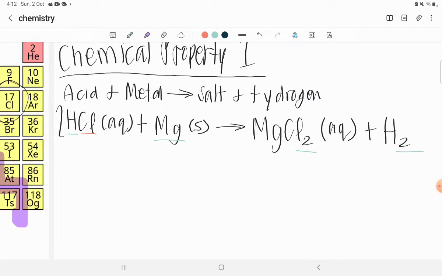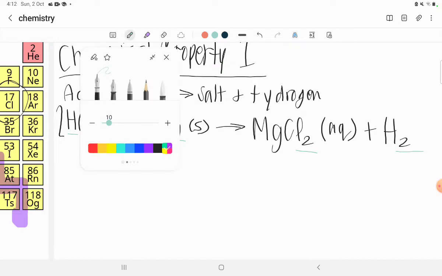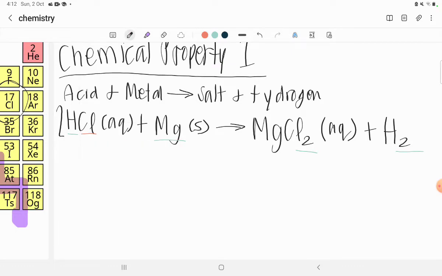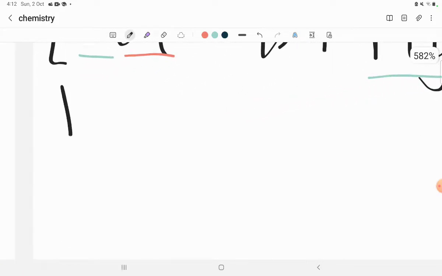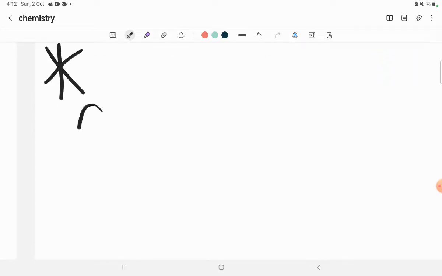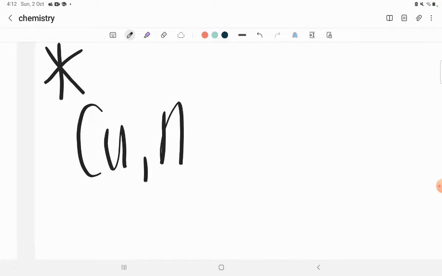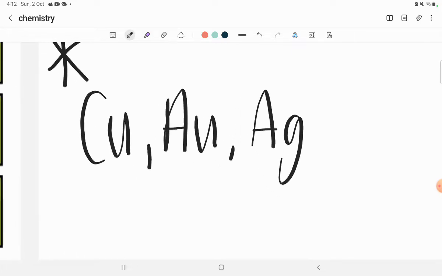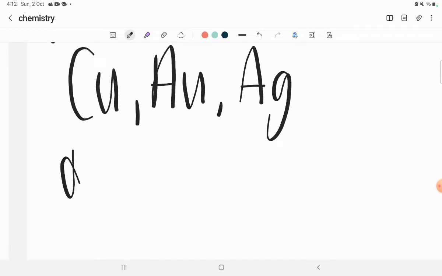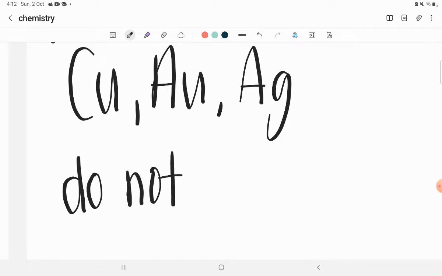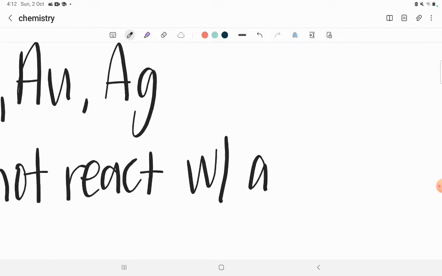Okay, I forgot to mention chemical property number 1. It has one exception. Must take note of this. It is very important. That exception is copper, gold, and silver. These three elements do not react with acids.